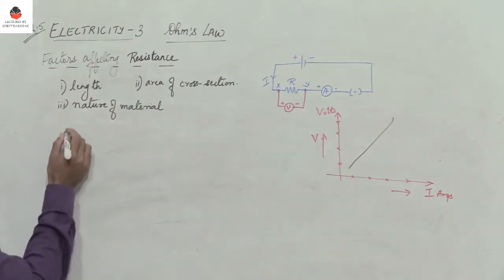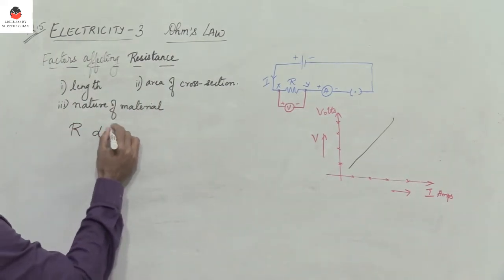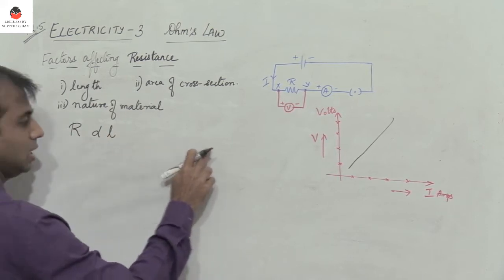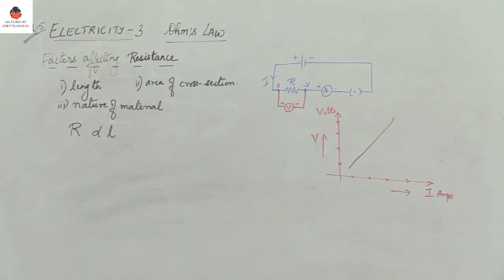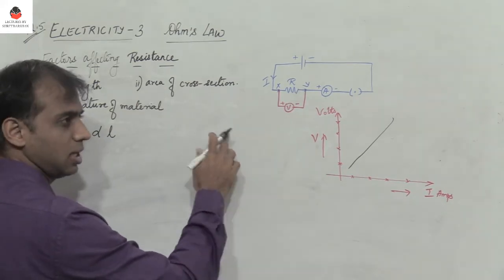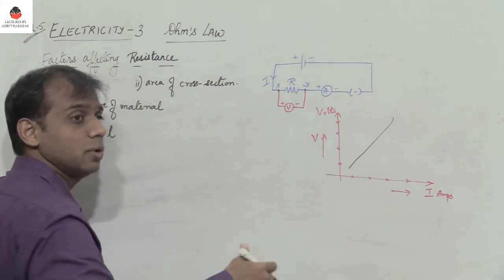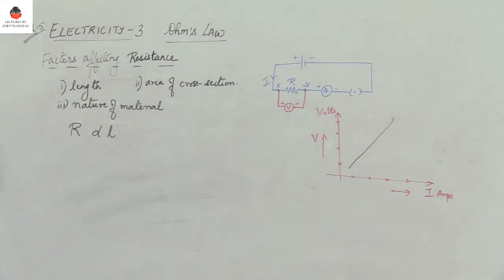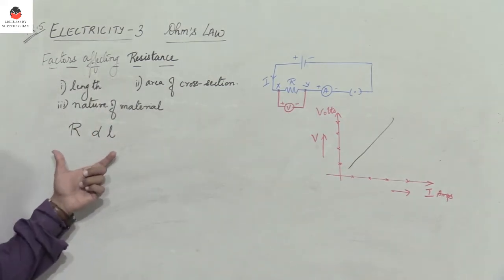So if I use a different material, its resistance will be different. We find that the resistance is directly proportional to the length. That means as the length increases, the resistance increases. It's like saying that if the road is longer, then I have to travel a longer distance, so I have to expend or spend more energy, right? So it's something similar to that.